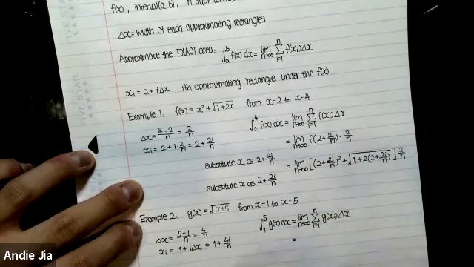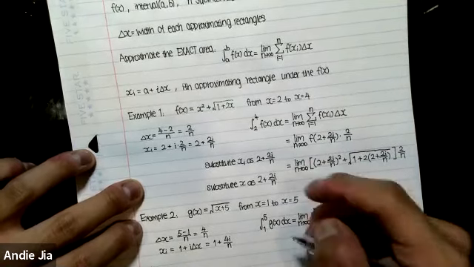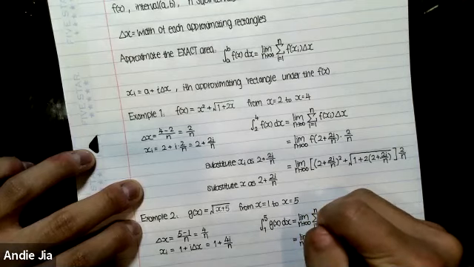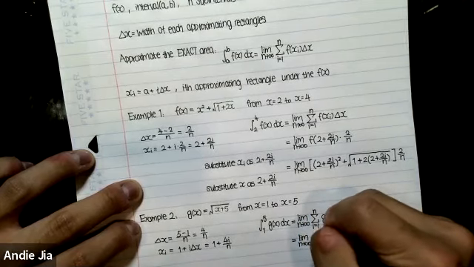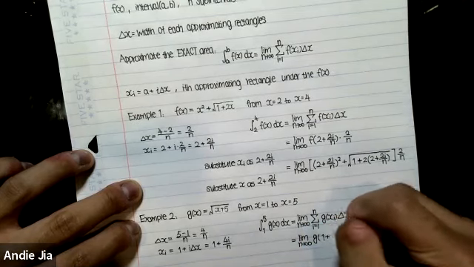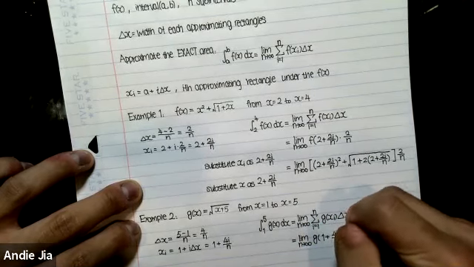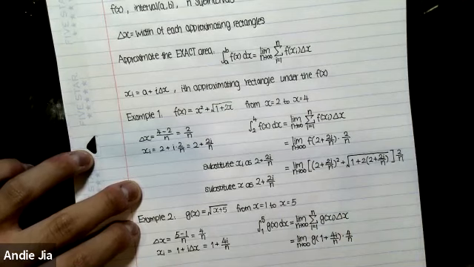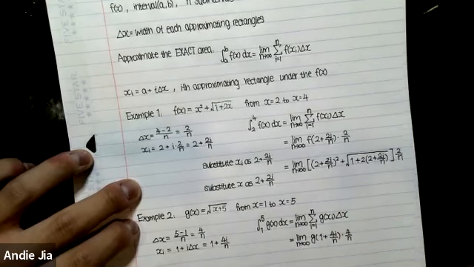We substitute this as f of x. We write them as a function, g of 1 plus 4i over n, times 4 over n. And then we plug this in as x.